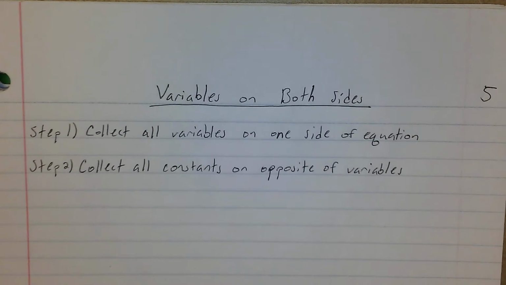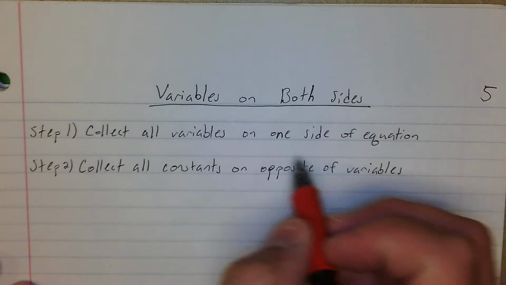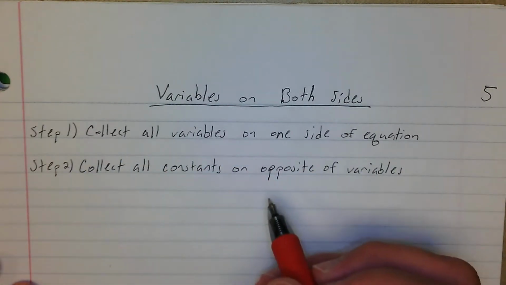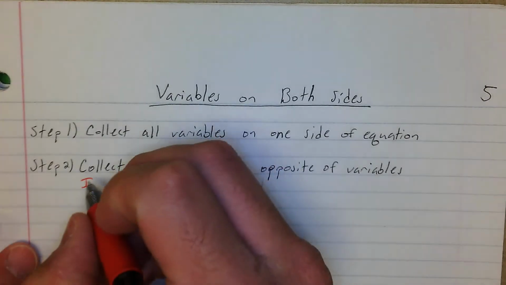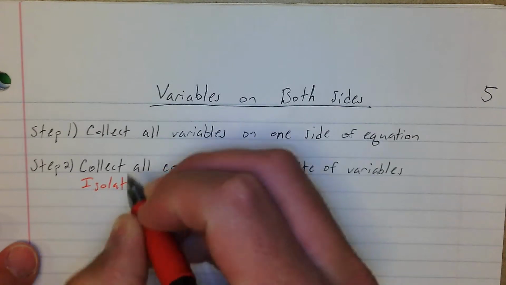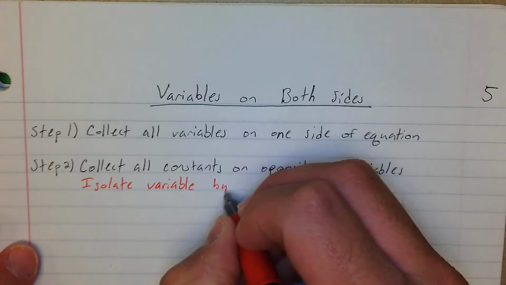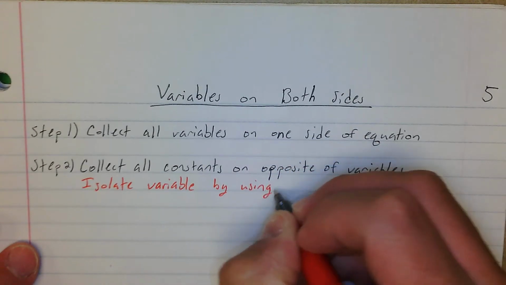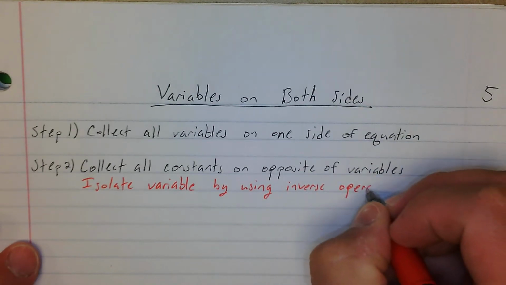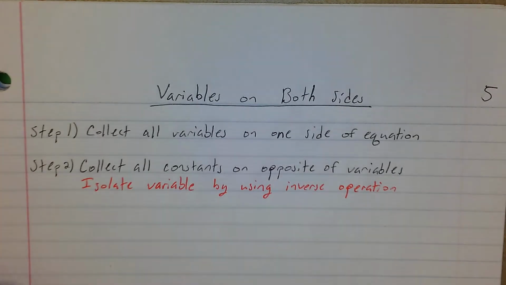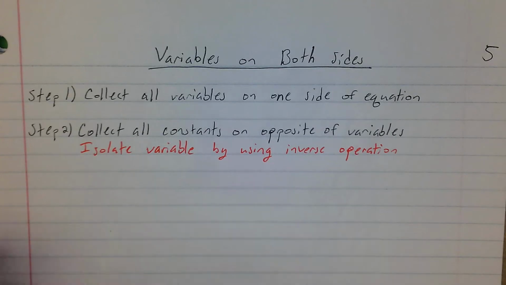Now, something I'm going to talk about real quick here too. Step number 2, guys. This is going to be the same step as what we've been doing when we were working on two-step equations. Collecting all the constants on the opposite side of the variables is the same thing as isolating the variable by using inverse operation. So that was the same thing as what we did when we were working on two-step equations, and you'll see that in a moment.